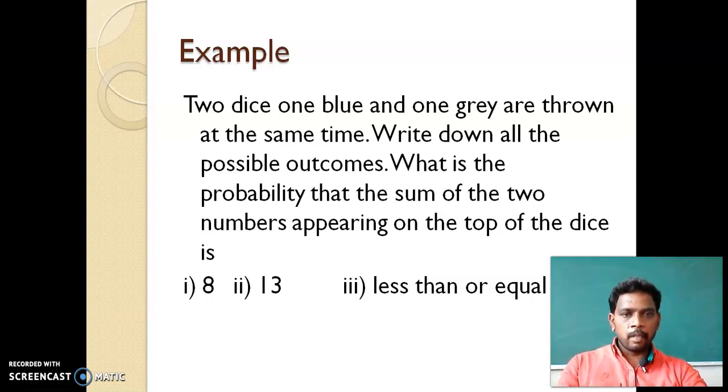What is the probability that the sum of the two numbers appearing on the top of the dice is 8, 13, less than or equal to 12? So three questions are given here. We can take the names of the events in order, E1, E2, E3. So how can we define E1 now? E1 is nothing but the event of getting the sum of the numbers appearing on the top of the dice is 8.